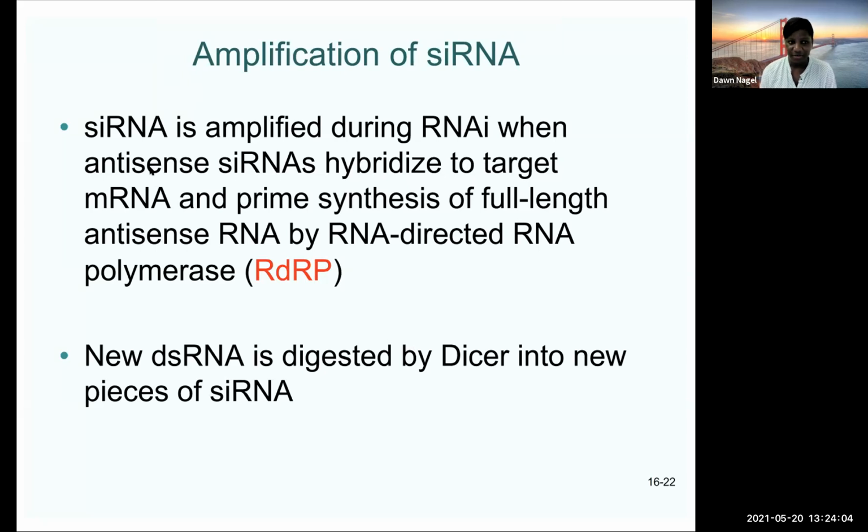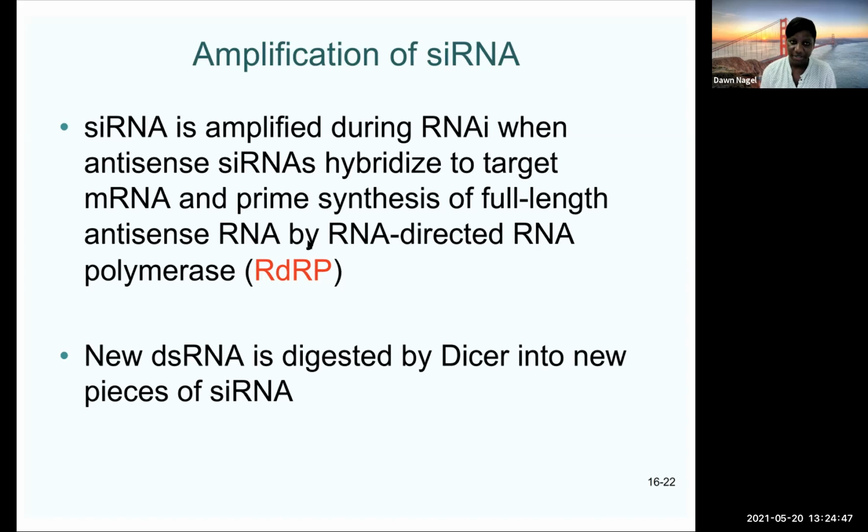So the way this is done, from that initial double-stranded RNA that you have, is that the cell is able to keep amplifying these siRNA molecules. More and more of these siRNAs are made during the process of this RNAi pathway. Okay, so some of the siRNA will hybridize to the target and degrade it, while others will hybridize to the target and synthesize an antisense RNA that then becomes a double-stranded RNA.